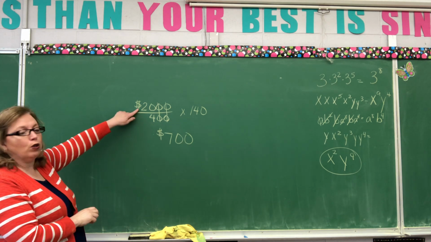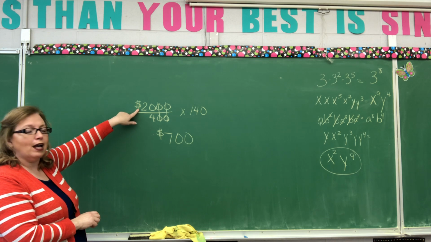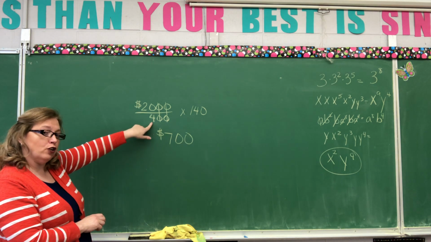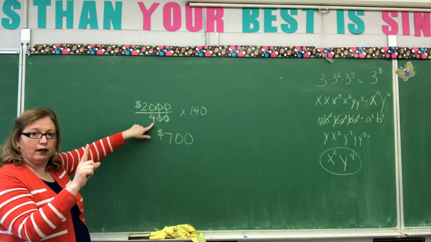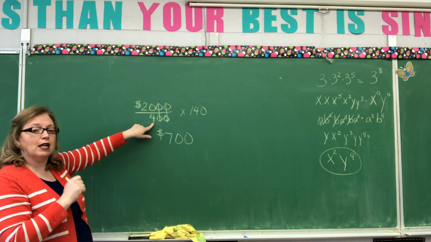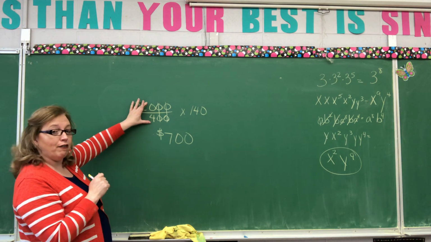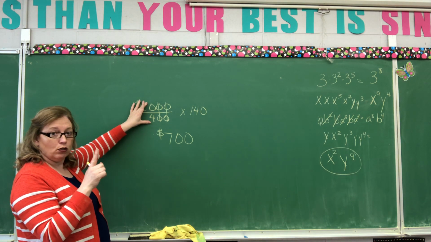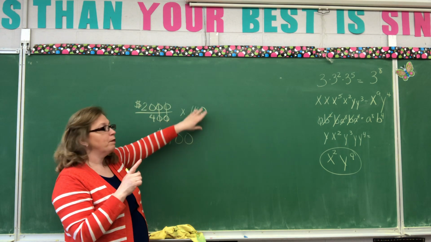Okay? Let's look at what I did again. I took the total amount of the ratio that I know, the $2,000. For $2,000, I can buy 400 umbrellas. If I divide that, I can find the cost of 1. Since my problem says I want to purchase 140, after I divide, I have the cost of 1. So then I would just simply multiply that answer by 140. Okay?